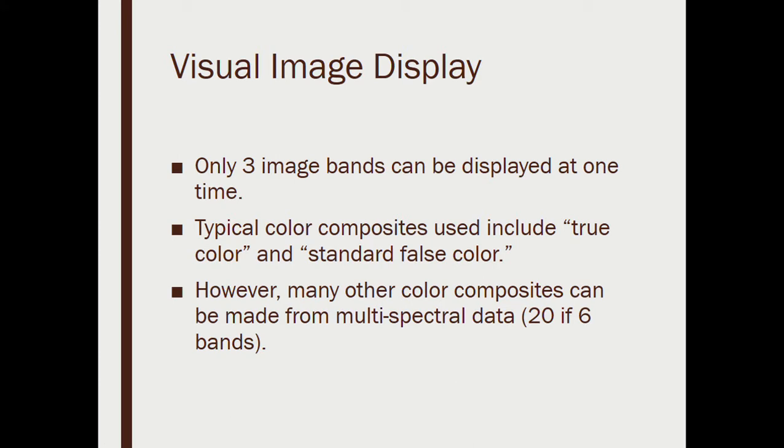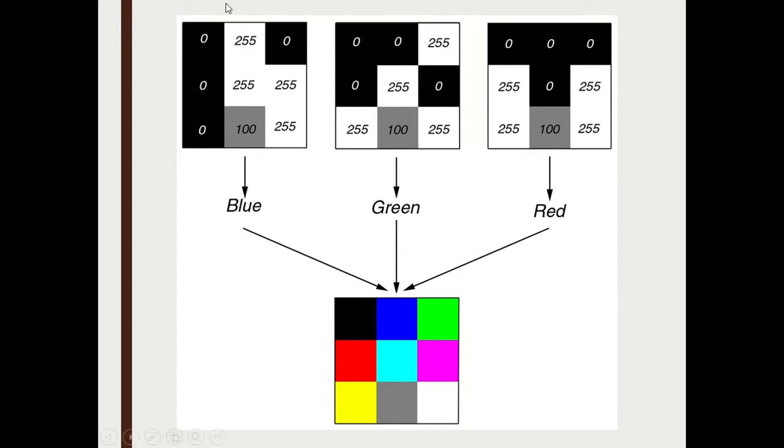Due to the limitation of human physiology, only 3 image bands can be displayed at one time. Typical color compositions include true color and standard color. However, you can have many other color compositions from the multispectral data, but only 3 image bands can be displayed at one time. Why can we not have more than 3? Because our eyes cannot see it. So different combinations of blue, green, and red will produce different colors.